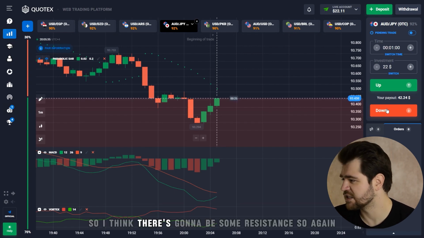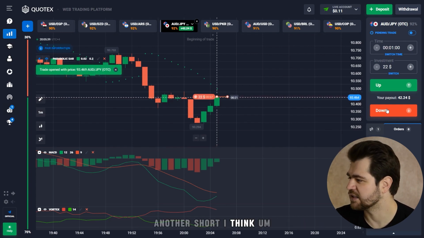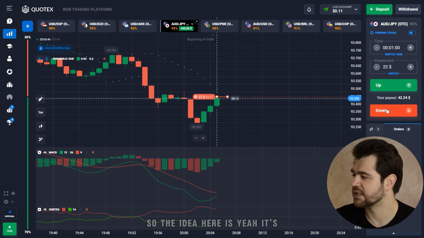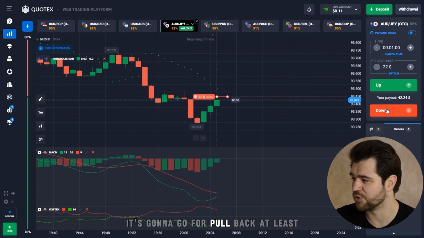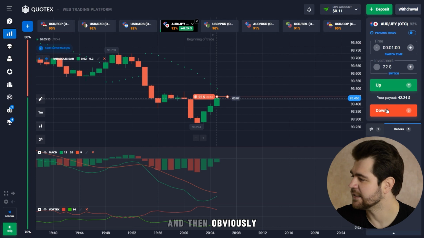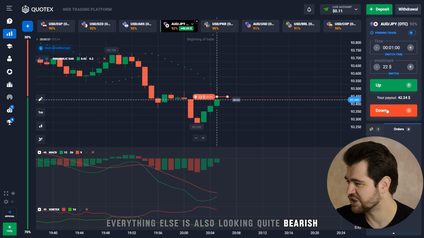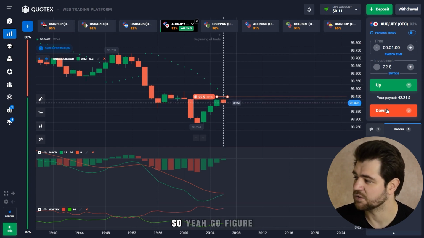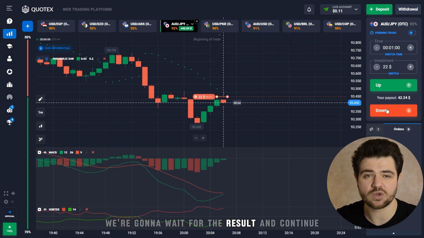Okay, so I think there's gonna be some resistance. So again, another short. I think the Parabolic SAR is resistant a bit now. So the idea here is, yeah, it's gonna go for a pullback at least, and then obviously everything else is also looking quite bearish, and globally a downtrend is on. So yeah, go figure. It's what it is. We're gonna wait for the result and continue.